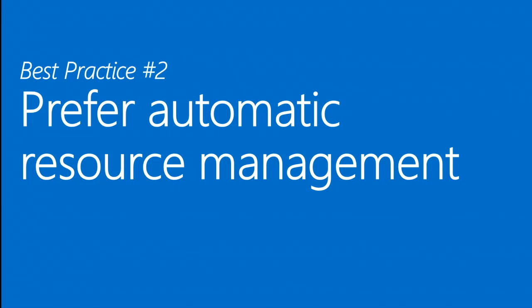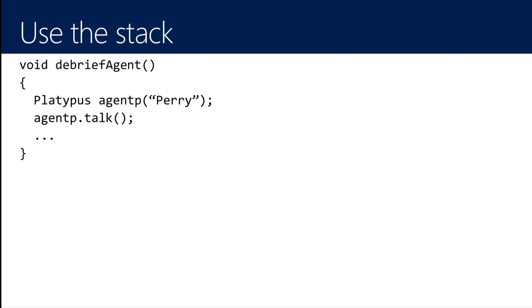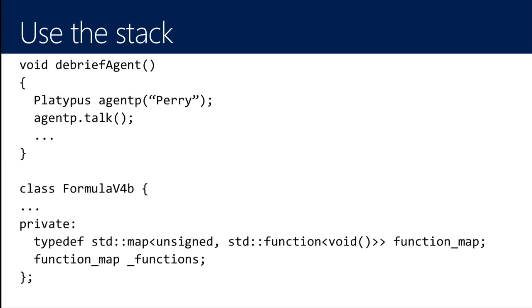Second practice is prefer automatic resource management. This should be, for anybody who's used C++ or is looking at C++, an obvious thing. Use a stack. So when you create an object, just use stack semantics. If you do that, if something goes wrong, when the code leaves scope, things will be cleaned up automatically for you. You don't have to run a delete.